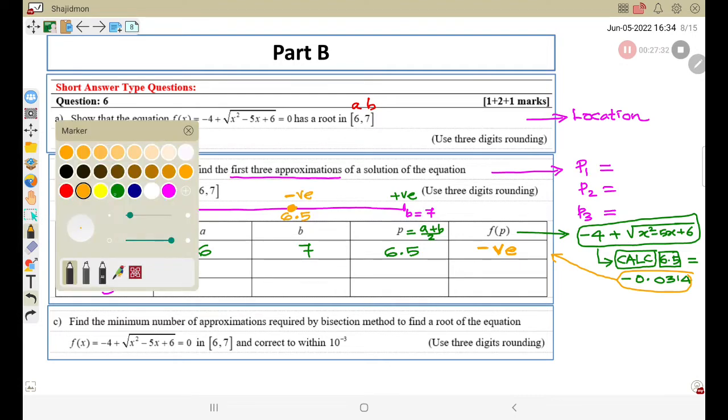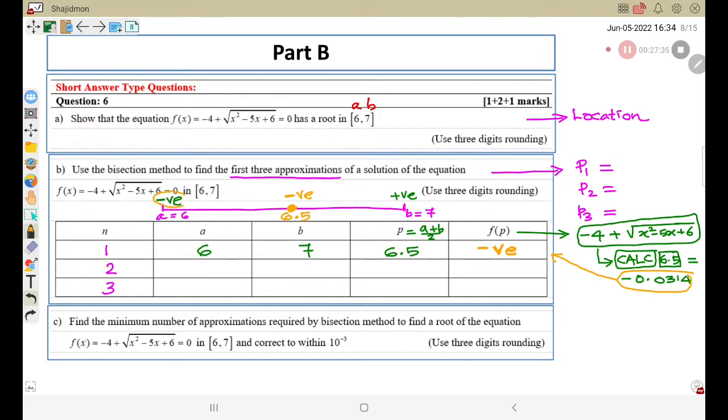Now take the opposite sign interval. For example, the first sign is negative on the A side, the second is also negative, so don't take this interval; delete it. Now the second one: negative and positive. 6.5 is negative, 7 is positive, so we can take it because it is the opposite sign. So I can write here second approximation as 6.5 up to 7. I hope you understood why we took 6.5 and 7: it should be opposite signs. 6.5 gave a negative sign and 7 has a positive sign.